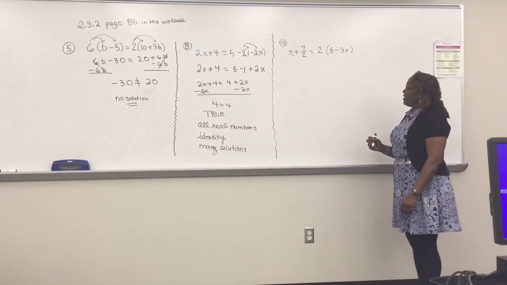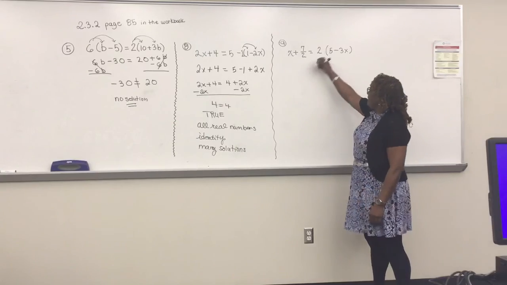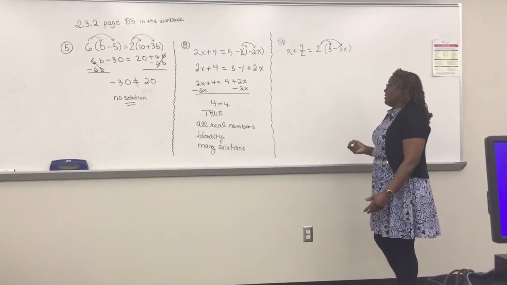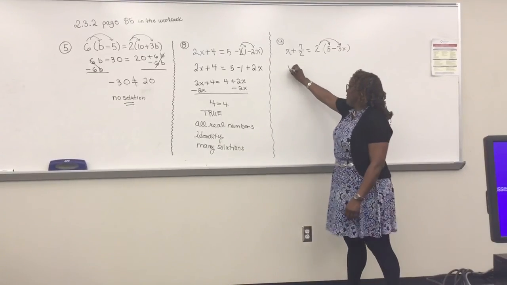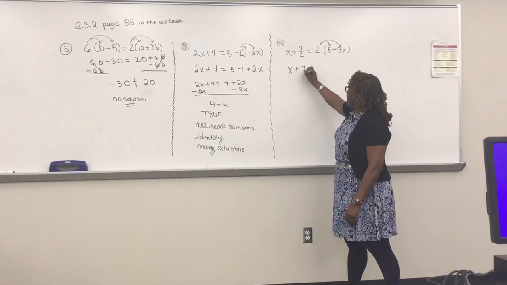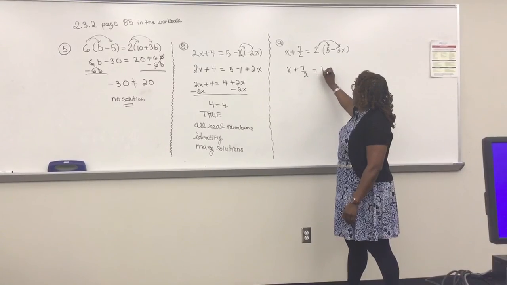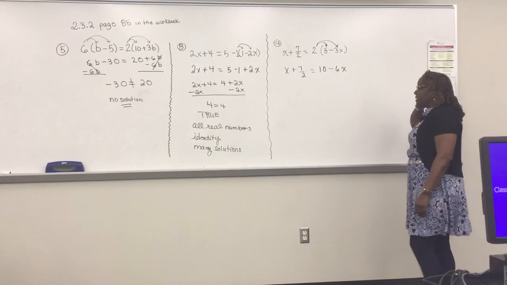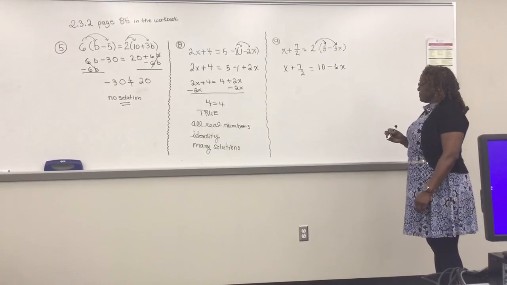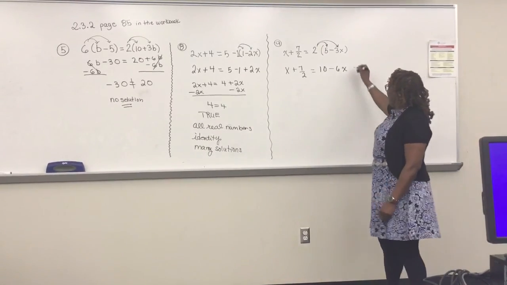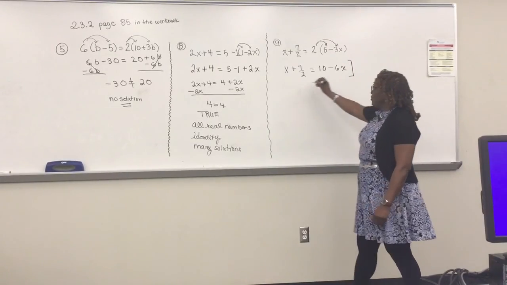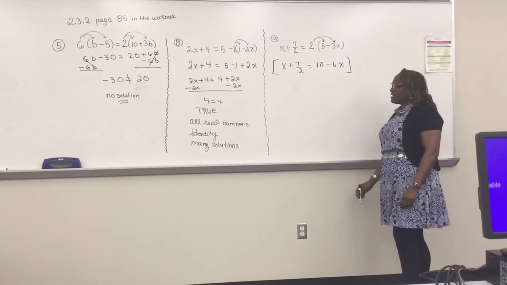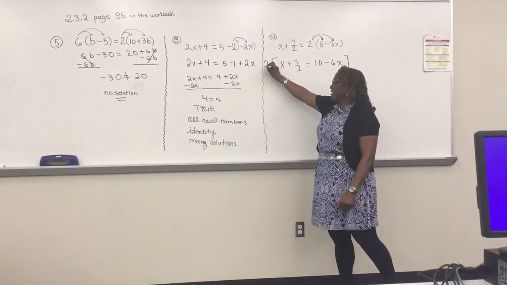If we look at the third problem here, again now we have a fraction here, and we can always start with the distributive property. Always start with the distributive property. Then we have x plus 7 halves, and that equals 10 minus 6x, using the distributive property. And we talked about multiplying everything by the least common denominator. And even though these numbers are small, let's go and multiply everything by 2.